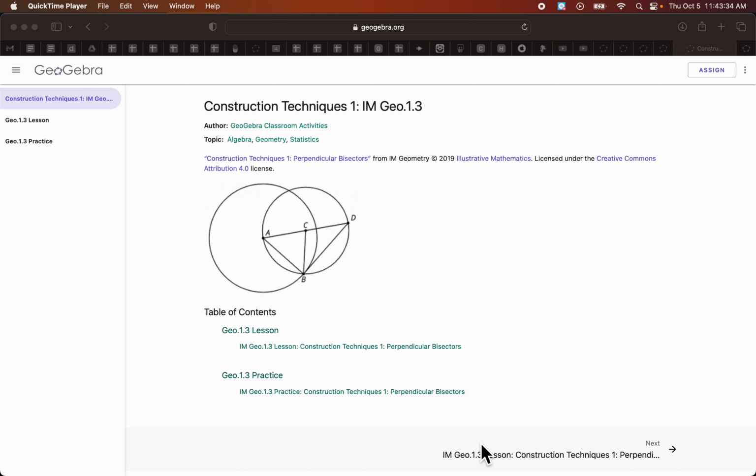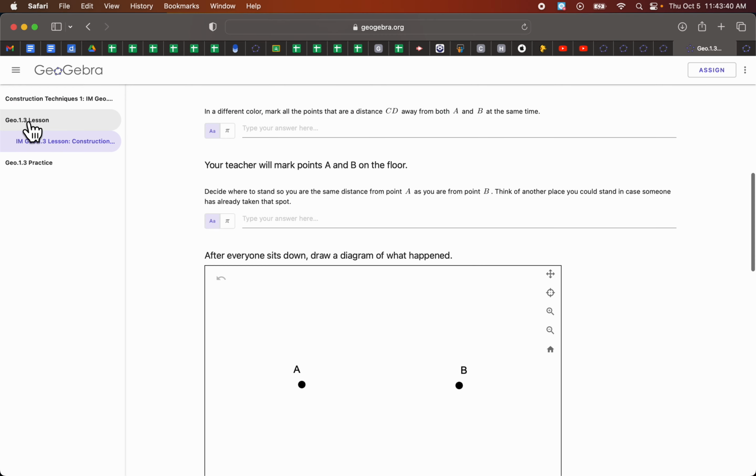Lesson 1.3. So here's where things start off.